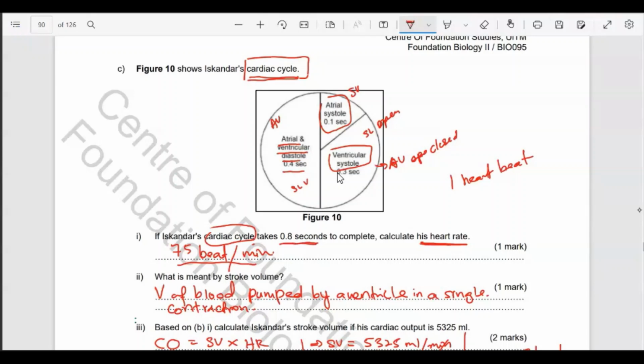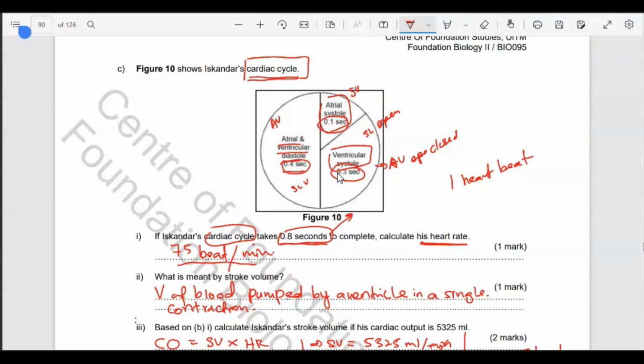So from the information given, 0.8 second, kan, 0.8 mana datang pada 0.4 sampai 0.1 sampai 0.3. So total for a complete cardiac cycle takes about 0.8 second. Okay, so 0.8.